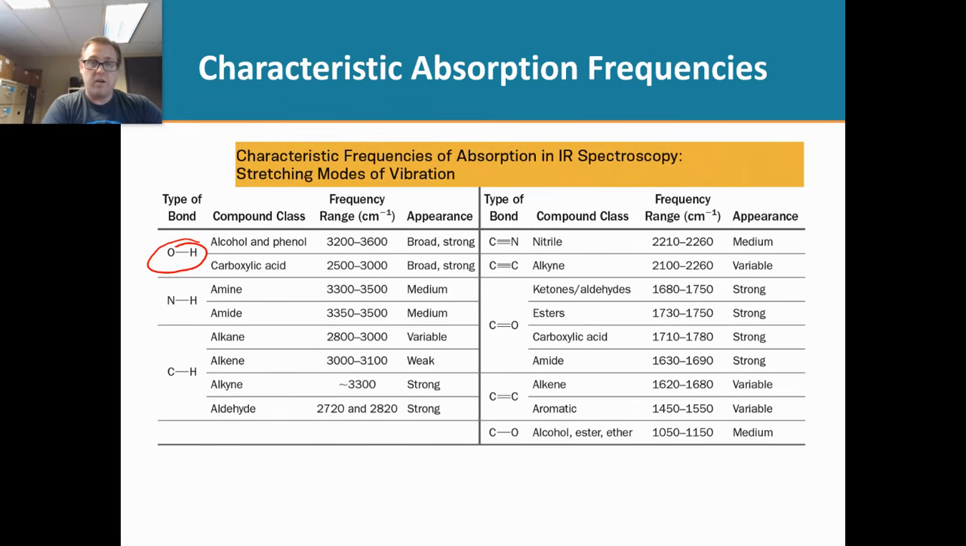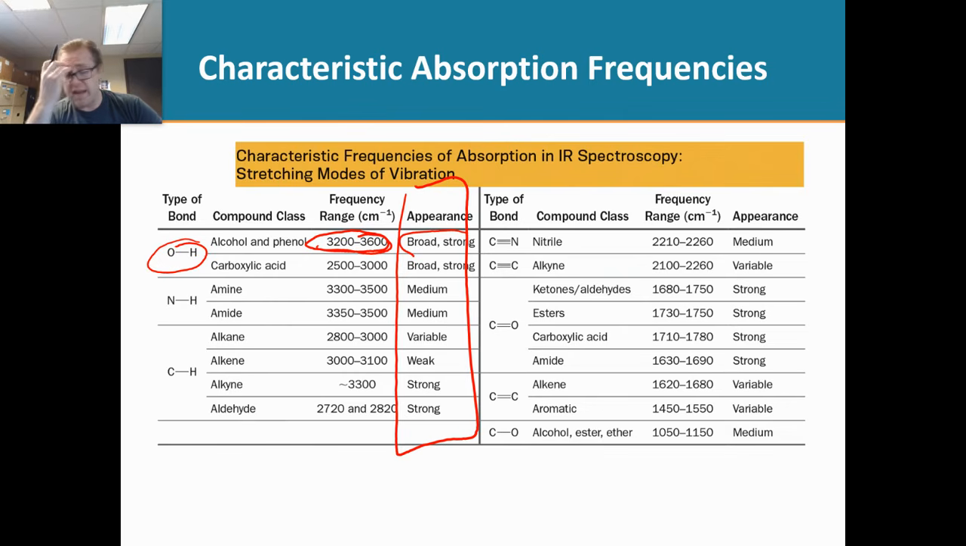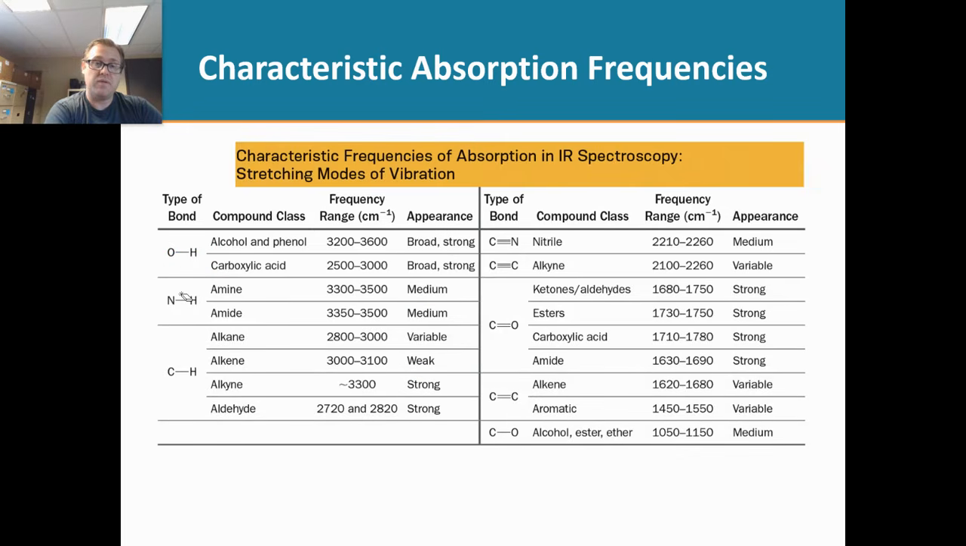Alcohols are going to appear around this range. And then we have this little section in our table here that gives us a description of what it's supposed to look like. You see the words used here: broad and strong, medium, weak, all these words to describe different types of stretches. I'm going to go through all of these stretches and show you examples of them. Okay? So this table is going to prove very useful as you are learning and practicing IR.